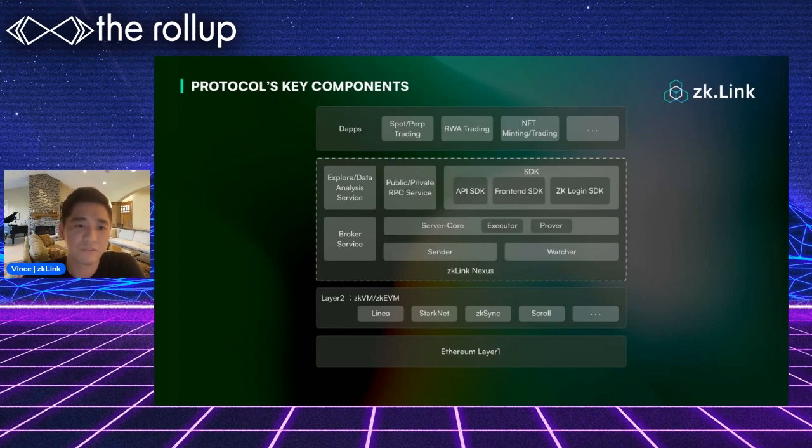And we have different SDKs, the developer tools for application builders to facilitate and simplify their development work. And also we need to call the public or private RPC nodes to be able to access the layer 2s, layer 1s. And on top of the zkLink platform, you will have different types of decentralized applications, including spot and perp trading, RWA derivative trading, NFT minting, NFT trading, etc. As you can see from here, the application types that we are right now supporting are very much focused on trading.